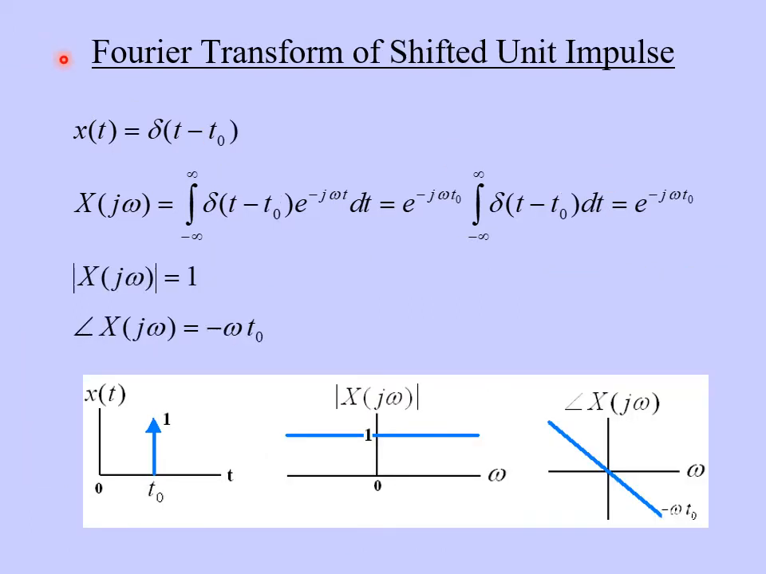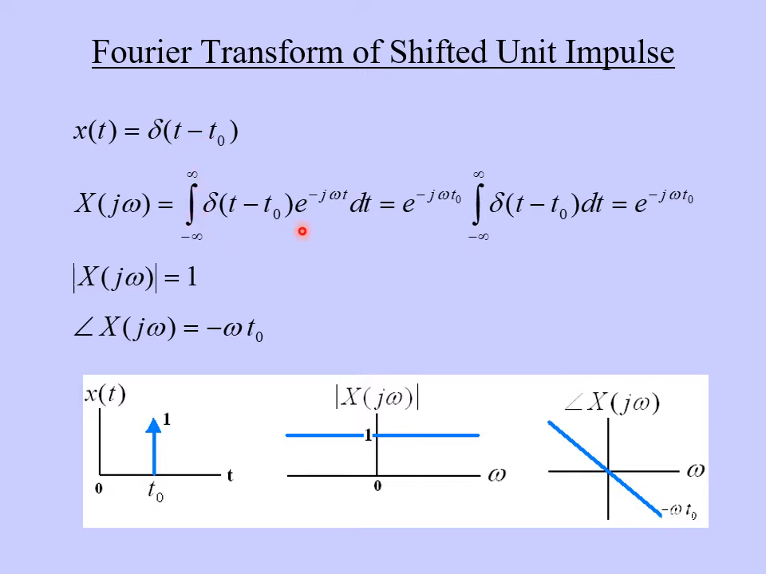We can likewise find the Fourier transform of a shifted unit impulse. At this time, our impulse doesn't occur at time 0, it occurs at time t0, so the impulse is over here, it's delayed. So x of t is delta function of t minus t0. This is a delayed or shifted impulse.